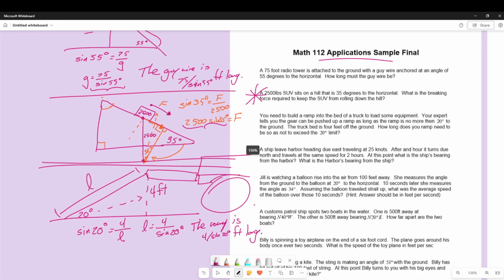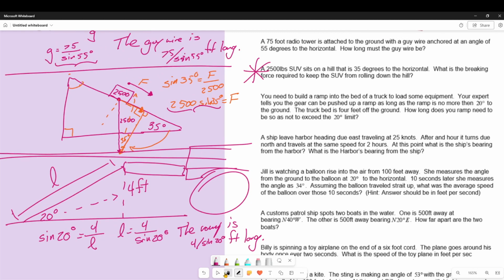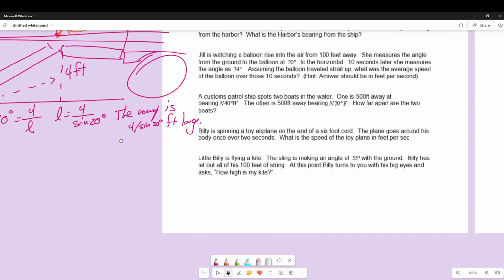So those are all sine problems so far. Hopefully we'll break out of that a little bit. They weren't all supposed to be sine problems.